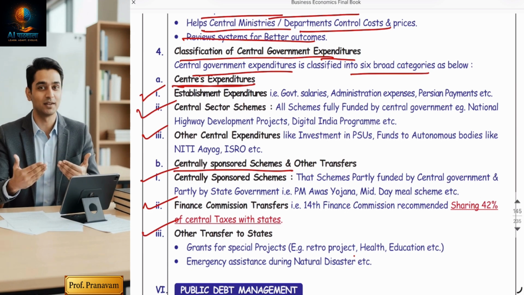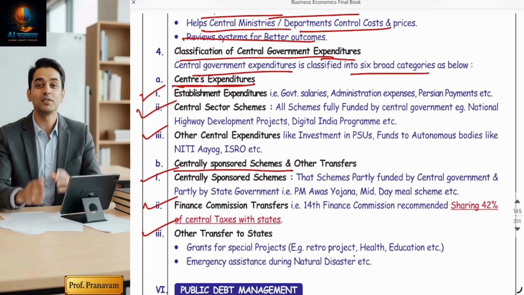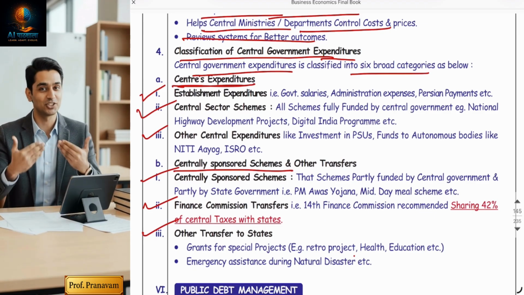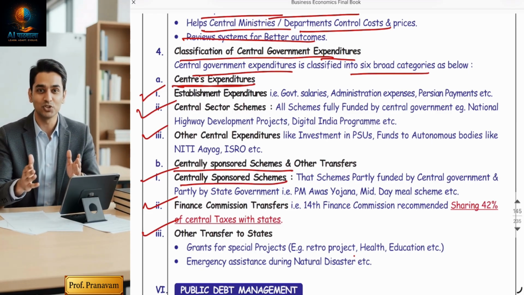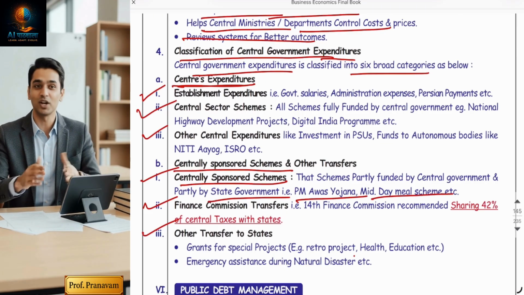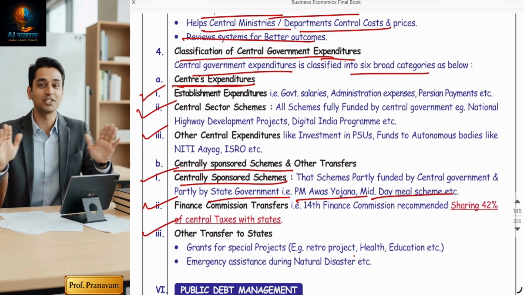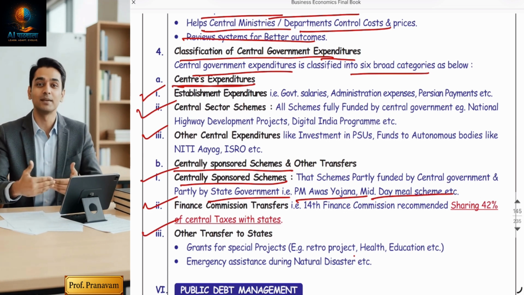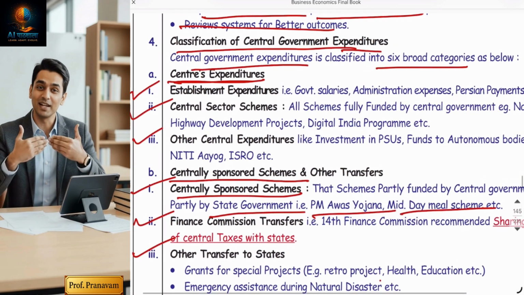Three are under central expenditure, and the other three are under centrally sponsored schemes. Now, these schemes are partly funded. Centrally sponsored schemes are partly funded by the center and partly funded by the state government, like PM Awas Yojana, mid-day meal scheme, etc. Impact: national priorities reach states effectively. Then following Finance Commission and Pay Commission recommendations, and monitoring the audits. Let us understand the schemes one by one.